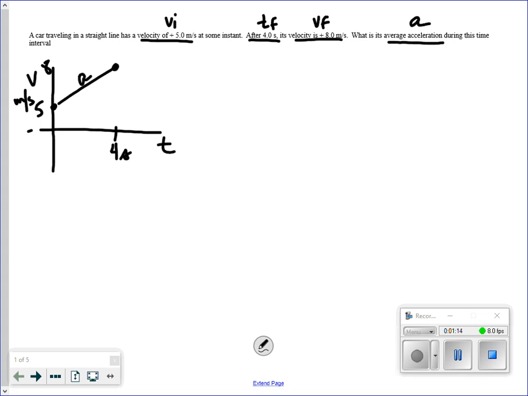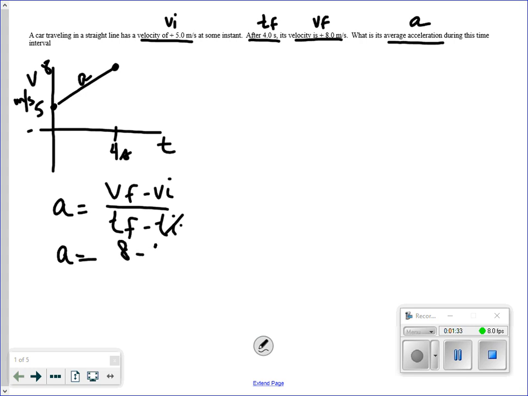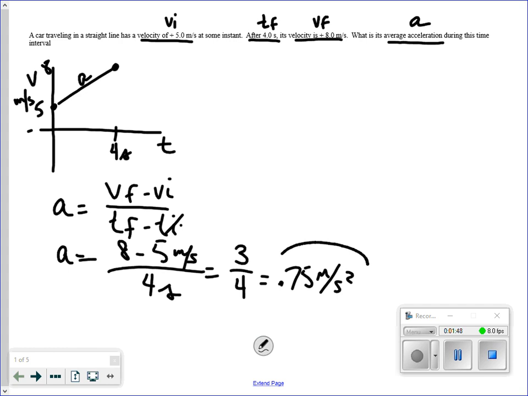I'm looking for the average acceleration, which tells me I'm looking for the slope of the line. So as we know, the slope of the line is going to be the rise over the run. So VF minus VI over TF minus TI. As is often the case, my initial time is 0, so away it goes. I'm going to take my 8 minus 5 meters per second divided by my total time elapsed, which is 4 seconds. So we're going to end up with 3 over 4. But we don't like fractions in physics class. We like decimals. So 0.75 meters per second squared.